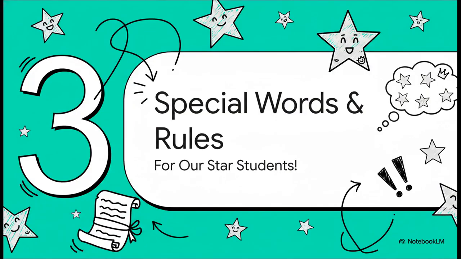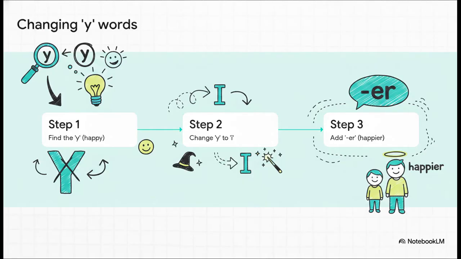Okay, now it's time for the really fun stuff. You know, in every language, there are always a few words that just love to break the rules. But don't you worry. These aren't hard. They're just special. Think of these as the secret, special rules just for our star students. And yeah, that's you. First on our list are words that end with the letter Y, like happy. Now, even though it feels like a longer word, we don't say more happy. Nope.